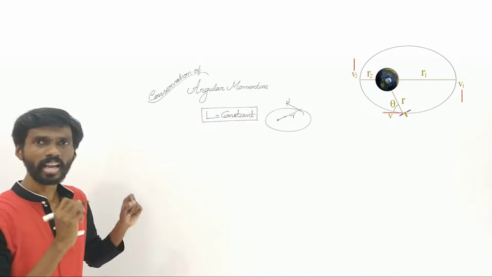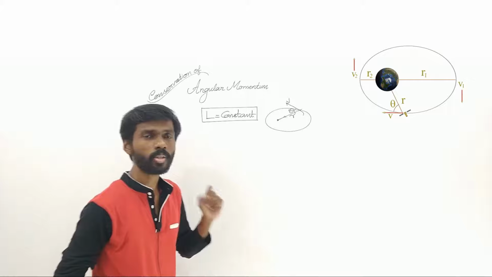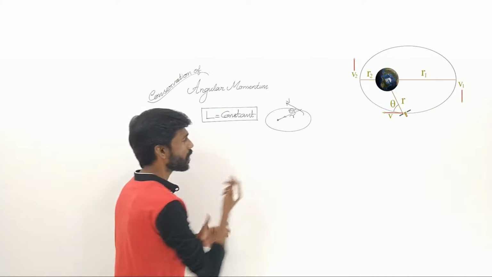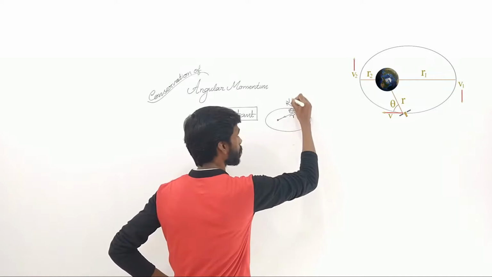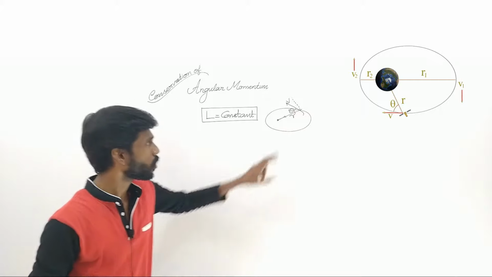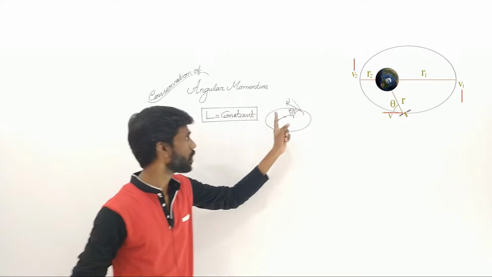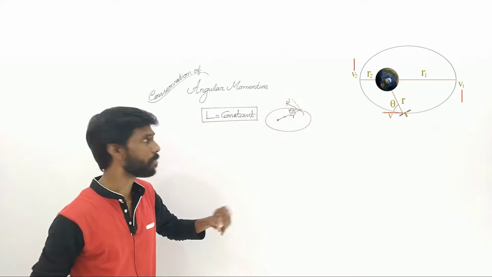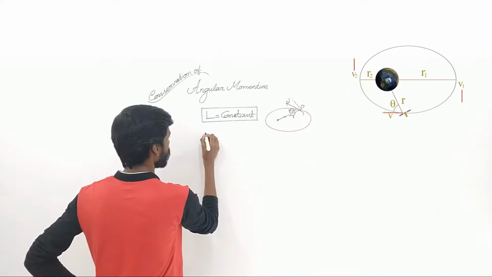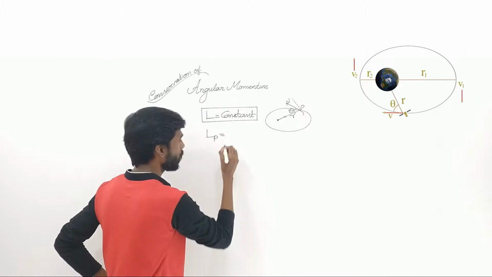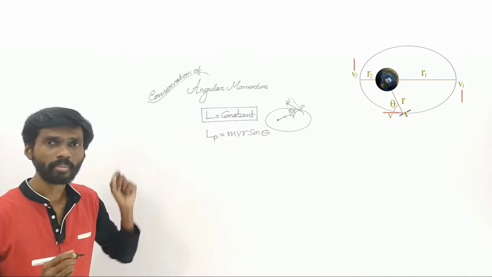First of all, what is the angular momentum formula? The velocity vector makes angle theta with the radius vector. Then the angular momentum is calculated as the distance multiplied by the component of the linear momentum in the perpendicular direction. What is the perpendicular component? mv is the linear momentum in this direction, and this angle is 90 minus theta, so mv sine theta is the perpendicular component of the linear momentum, and the distance is also multiplied. Let me take this point to be P. The angular momentum at the point P, denoted by LP, is given by mvr sine theta. So this is the angular momentum at that particular point.